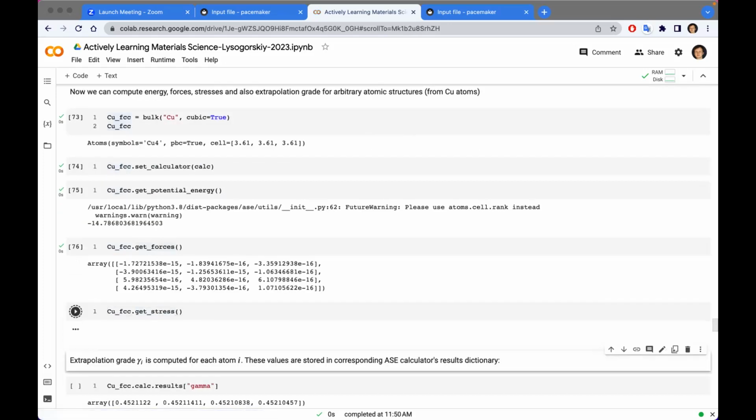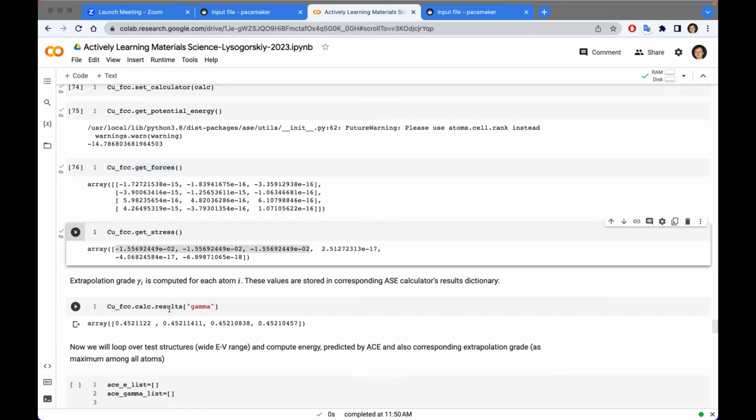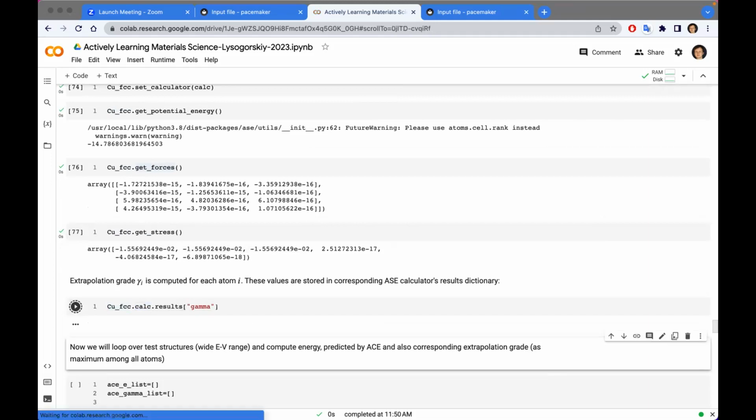We call get stresses. So the first three are not that close to zero, so probably it's not really at equilibrium, but quite close, which is good. And in addition to that, if we call the corresponding calculator.results gamma, we will get this gamma value for each atom. I mean, it's a cubic FCC cell, all atoms equivalent. That's why you see all equivalent numbers. And all being less than 1 means that it was obviously part of the training set, not a big surprise.